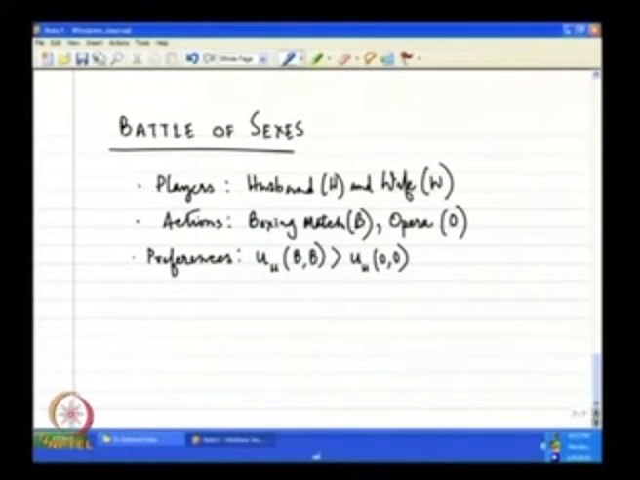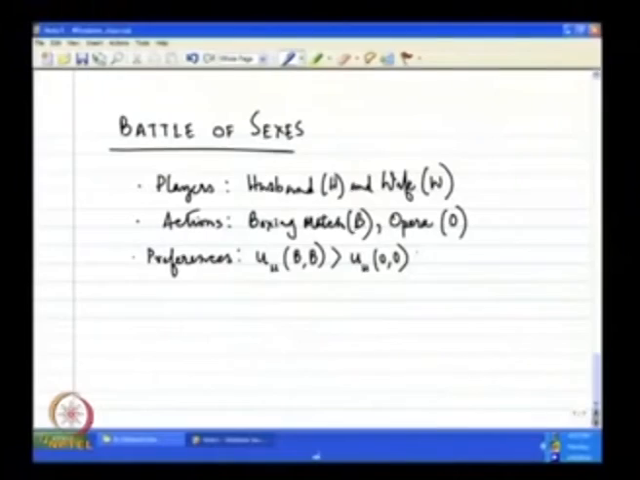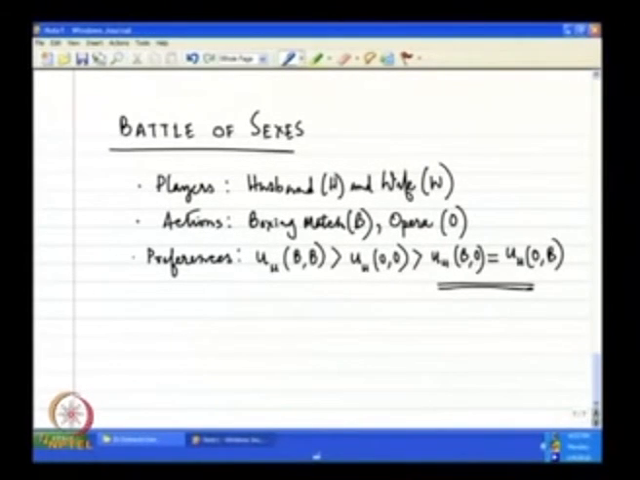Now we are assuming that in these cases they are not going to the show together, and this is the worst possible for both of them. So it is like this. Now whenever I write this in the blackboard in a class, when I try to teach this, the students protest, well, we know that the husband prefers the boxing match, so why is he indifferent between BO and OB?